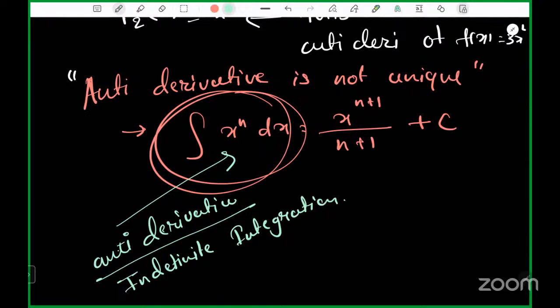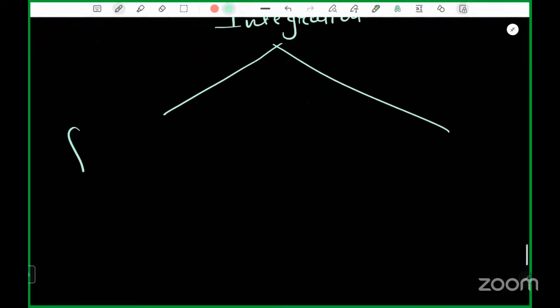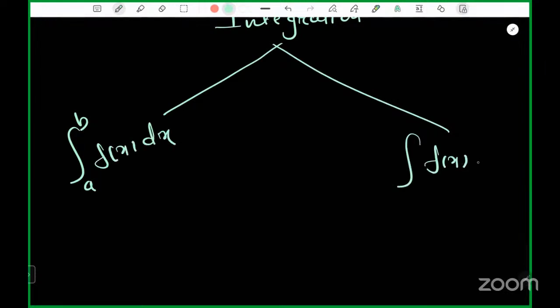Okay. So that means there are two types of integrations. One is the Riemann integration, integration a to b f of x dx. And another one is the antiderivative integration, which is simply f of x dx. And we can relate these two integrations using the fundamental theorem of calculus.